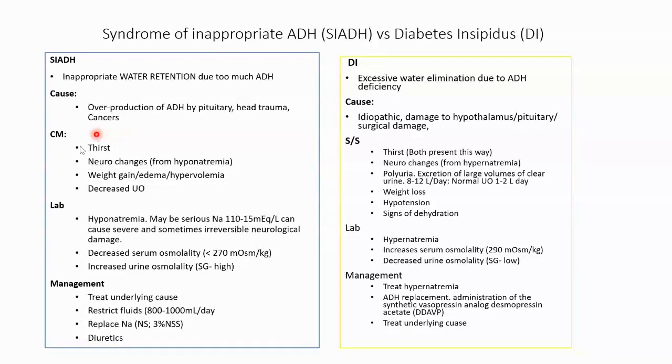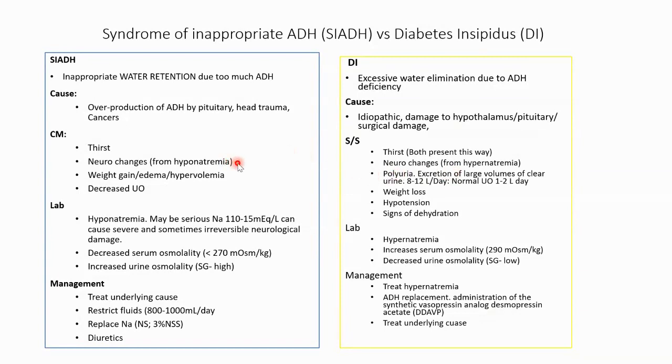Clinical manifestations are super important to know. Certification questions are going to focus on these clinical manifestations and labs. So instead of memorizing them, try to make sense of them. The first one being thirst. Just keep in mind, with any type of antidiuretic fluctuation, obviously it makes sense that both of them are going to be present with thirst. Neurological changes from hyponatremia over here, neurological changes from hypernatremia.